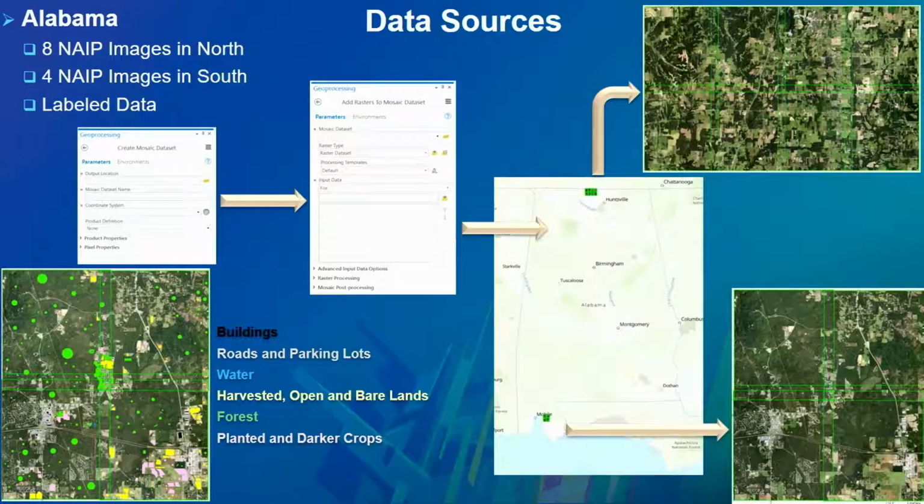The data source we had was for the state of Alabama. We had 12 tiles: 8 tiles on the top of Alabama, and another 4 lower down. One good way to process this in Pro without crashing is converting to a mosaic dataset, which mosaics those NAIP imagery and creates a footprint, as well as the boundary of the study area. After that, you can add your NAIP imagery to your mosaic dataset, which is the final result that you can see over here.